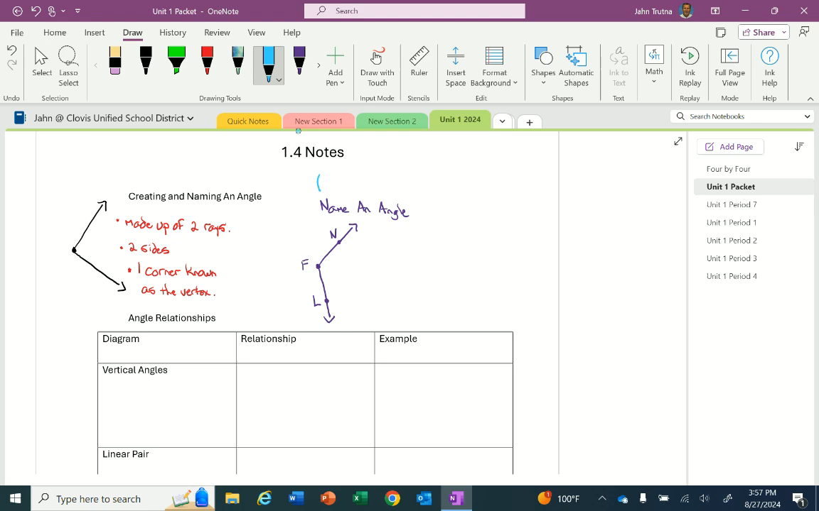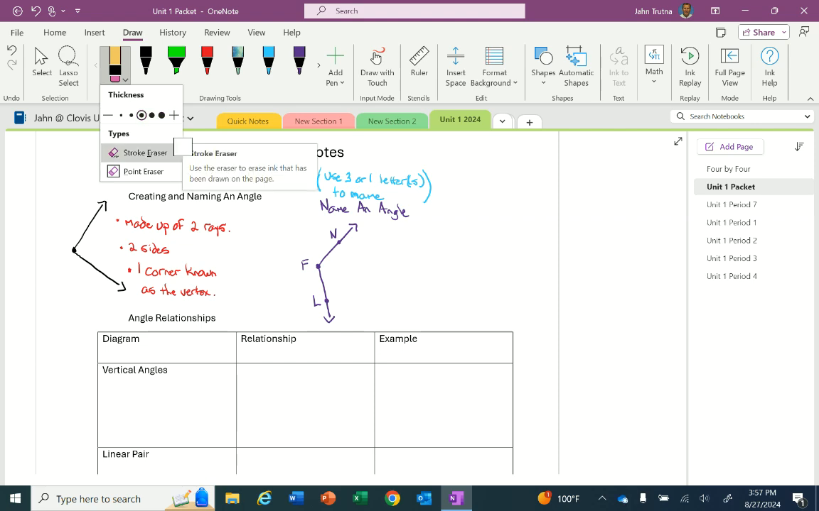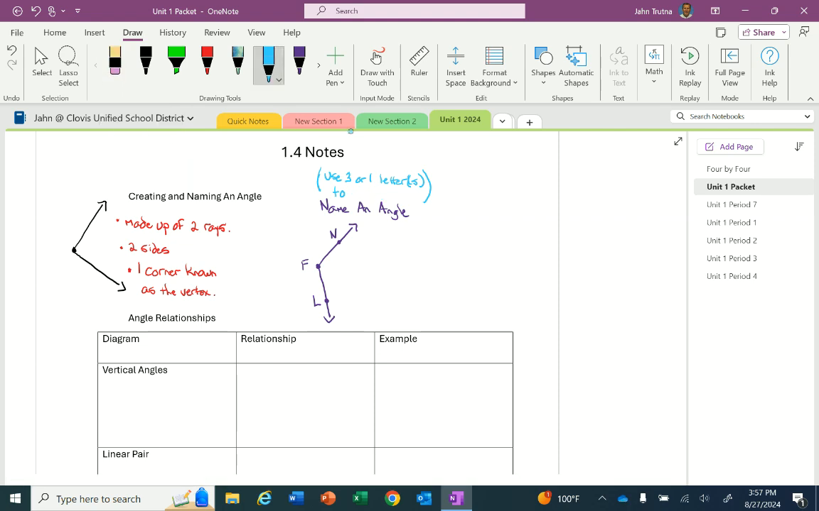So when you name an angle, use three or one letter to name an angle. Okay, you never use two letters to name an angle. You never use four letters to name an angle. You're always going to use three letters to name an angle, or you're always going to use one letter to name an angle.